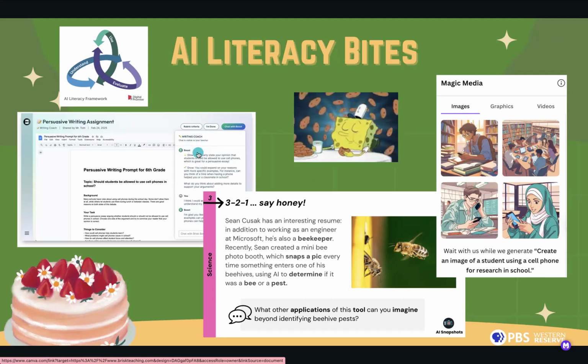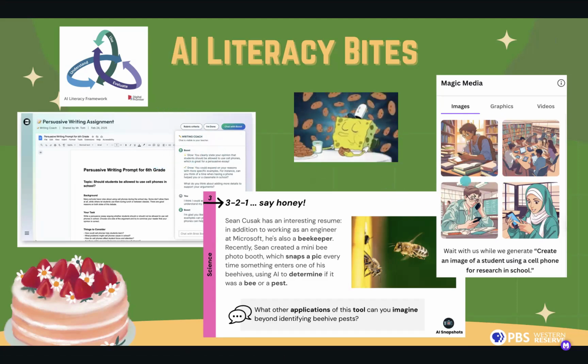So that can be used for any kind of writing activity, of course, for any subject. And then my favorite over here is Canva. So Canva for education, free for all teachers, but it has some pretty awesome AI tools built into it that you could use for any subject or project that students are doing. So here's their Magic Media piece.